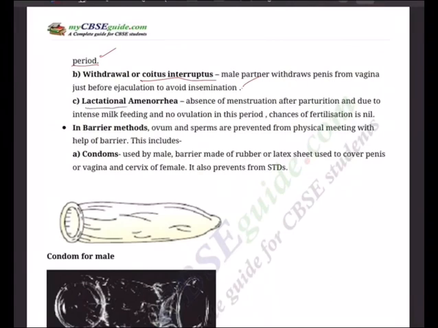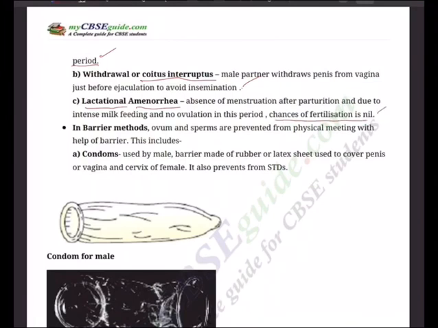And third, lactational amenorrhea. Absence of menstruation after parturition, and due to intense milk feeding, no ovulation in this period. So as long as the mother gives milk to the baby, there won't be any menstruation. That's absence of menstruation. So it is a double advantage. When the mother is feeding the baby with milk, the baby will be growing very healthily and happily. And second, the menstruation will not be there. So chances of fertilization as long as the mother gives milk is nil.